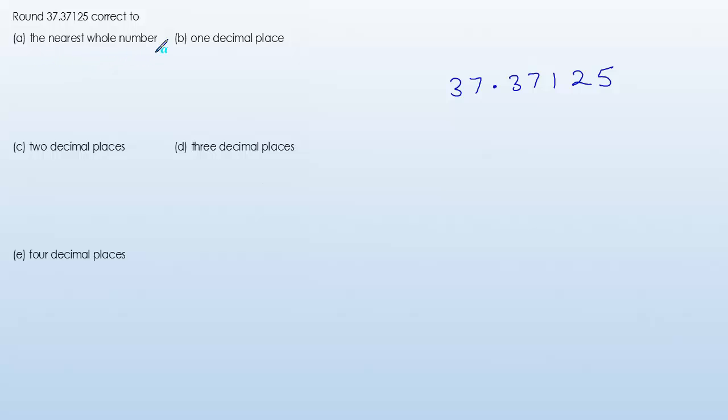When we look at the nearest whole number, we could either do it using a number line, it's going to be between 37 and 38 and so on, or we could look at the first decimal place. The first decimal place tells us what we need to do. Remember, the rule is 0 to 4 round down, 5 to 9 round up. So this is a 3, we round down, so it's going to be 37.